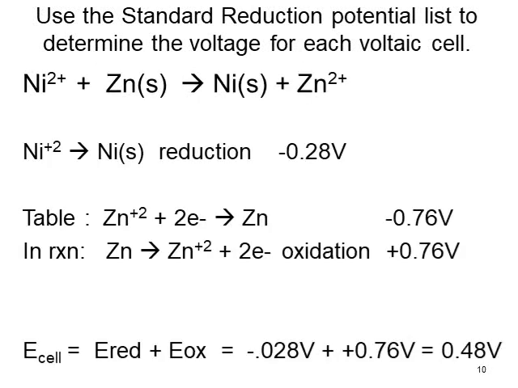So we have nickel ion to nickel, so that is a reduction. If you look up that value on the chart, it's negative 0.28 volts. If we look at the zinc as an oxidation, as we said before, that's going to be positive 0.76 volts. Again, the table shows it as negative 0.76 volts, but we are not doing a reduction here with zinc. We are doing an oxidation. So the total voltage of the cell will be 0.48 volts.